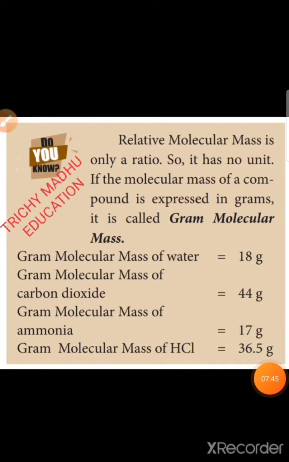Next one, relative molecular mass is only a ratio, so it has no unit. If the molecular mass of a compound is expressed in grams, it is called gram molecular mass. Gram molecular mass of water is 18 g. Gram molecular mass of carbon dioxide is 44 g. Gram molecular mass of ammonia is 17 g. Gram molecular mass of HCl is 36.5 g.